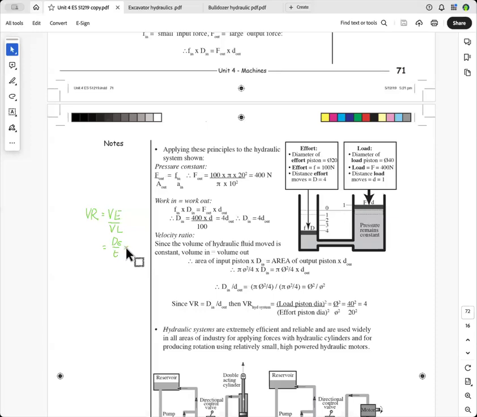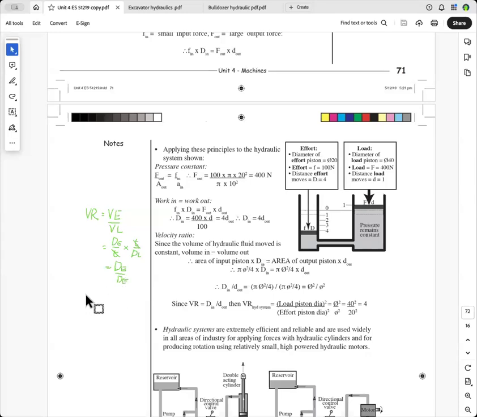So you invert it and multiply. And so you get time there and distance that the load moves. And your time cancels because the effort operates at the same time the load does. And so we get a velocity ratio of the distance that the effort moves over the distance that the load moves. Okay, so that's velocity ratio.